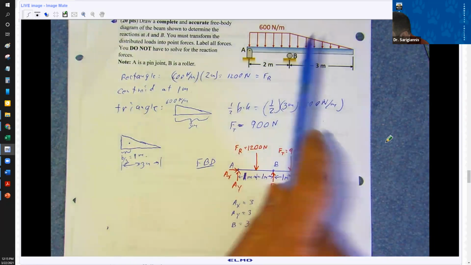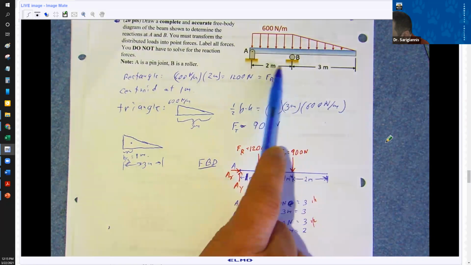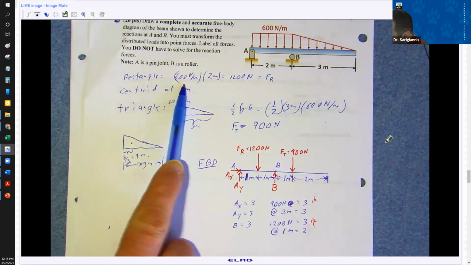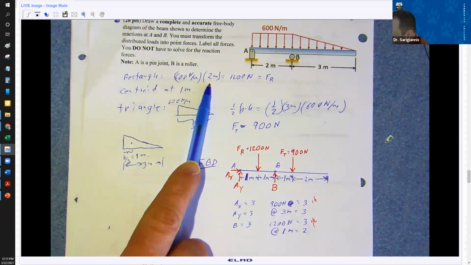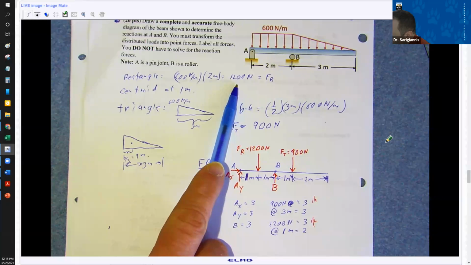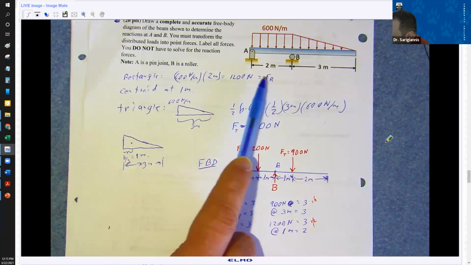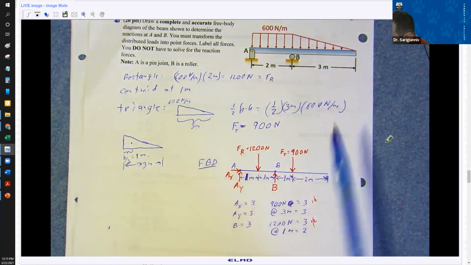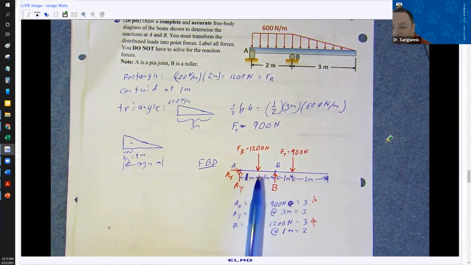Well, for a rectangle, it's right in the middle, right? Right in the middle of the 2 meters. So I just take the 600 newtons per meter, multiply by 2 meters. I got 1,200 newtons of force. That's my force R for the rectangle at 1 meter. All right, so I can draw that on my free body diagram, and I can label the dimension.